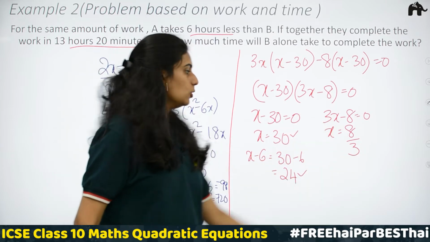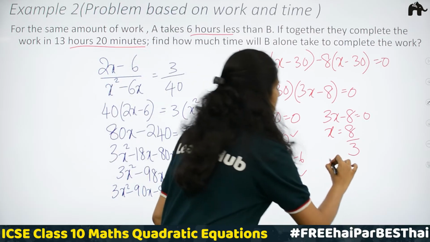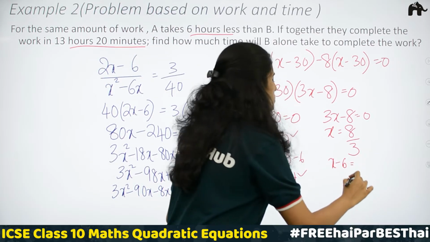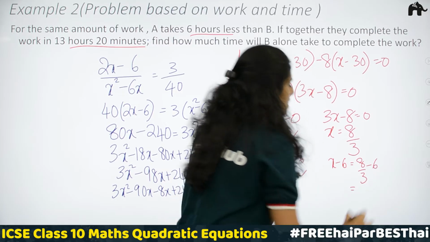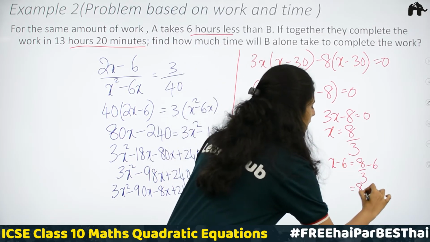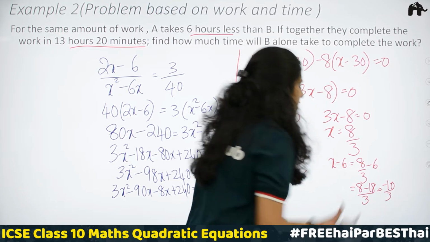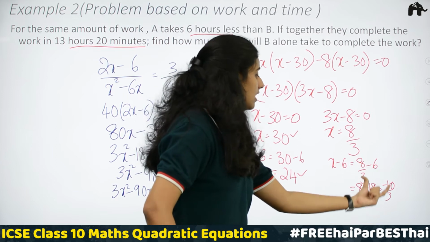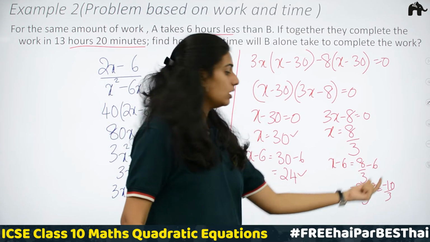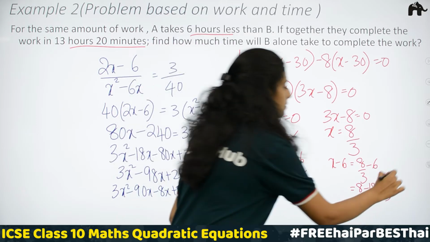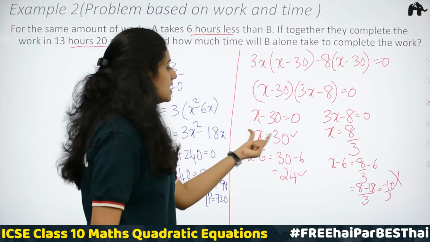Now check this value. If x is equal to 8 by 3, what is x minus 6? X minus 6 will be equal to 8 by 3 minus 6, which is 8 minus 18 divided by 3, or minus 10 by 3, which is a negative value. The work done by A, or the time taken by A to do the work, will be negative. This cannot be accepted. So, these values are rejected. The possible value of x is 30.